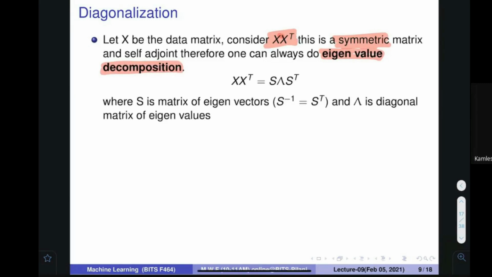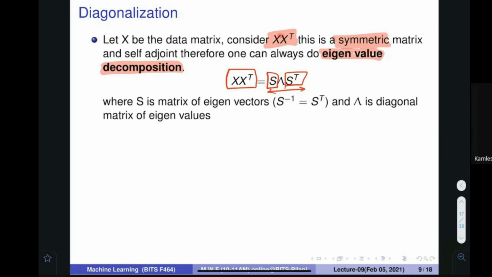What is eigenvalue decomposition? Eigenvalue decomposition says to find the eigenvectors of this particular matrix. So this is a matrix, and if the eigenvectors are S, then we get S lambda S transpose. This is called the eigenvalue decomposition of a matrix. Okay.